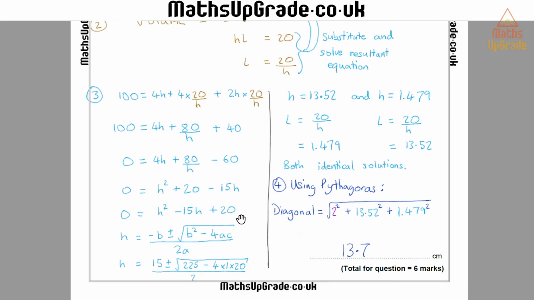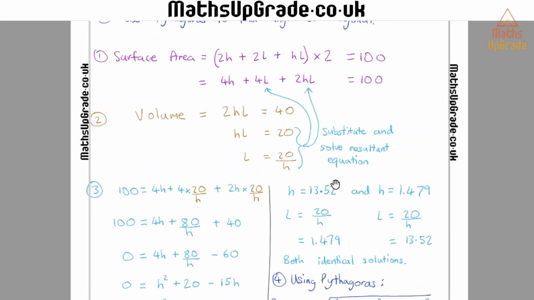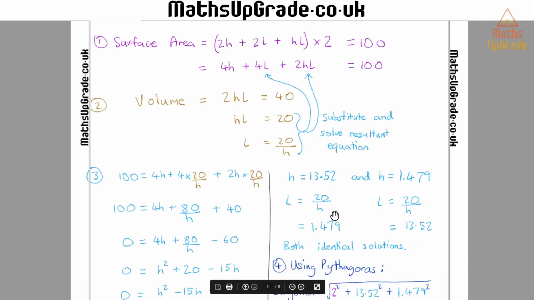So rearranging it into the form of a quadratic equation and then applying the quadratic formula. Again, if you're not sure how to do this, look at the clip on this channel. That gives me h as being either 13.52 or 1.479. These are both valid solutions, since when I substitute them both into this equation here to find the value of L, I get the opposite value. So essentially, I've confirmed these as solutions.